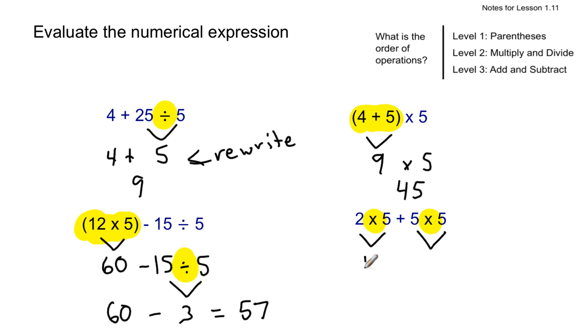2 times 5 is 10. 5 times 5 is 25. And what are we doing with those? We're adding. Right, so the addition sign comes straight down. And then you can do 10 plus 25 in your head and get 35.